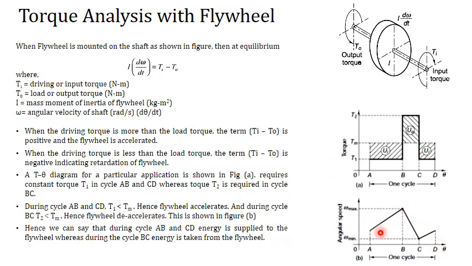In the same figure we can see the angular velocity of the shaft, where the shaft speed is going to accelerate during the cycle AB, whereas it is going to decelerate during BC, and again it is going to accelerate during CD.